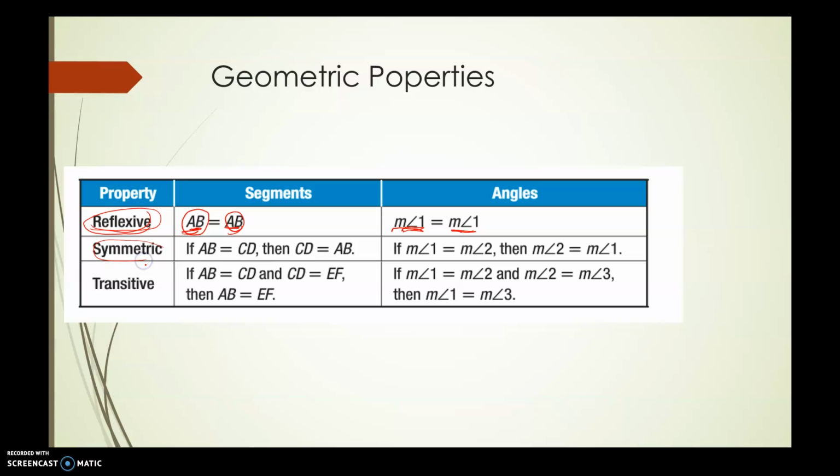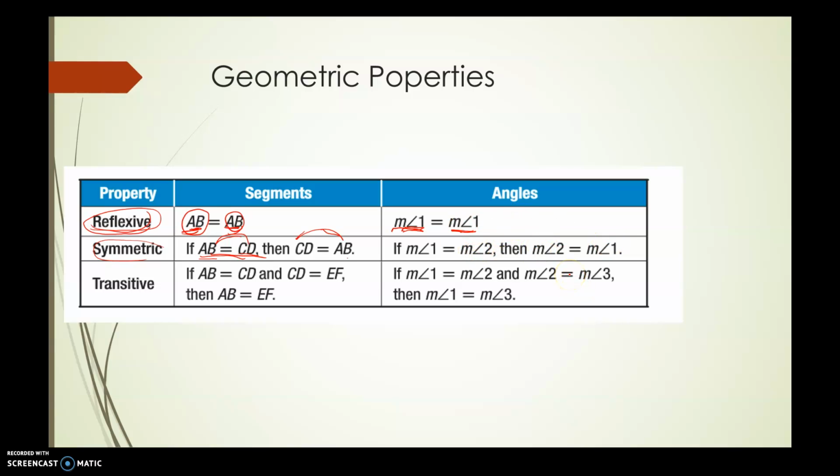Symmetric property is that flip-flop property. So if AB equals CD, then segment CD equals AB. It flips. They're different, but the equations are the same. Same thing with angles. It's the same property. Symmetric property says if angle 1 equals angle 2, then angle 2 equals angle 1.